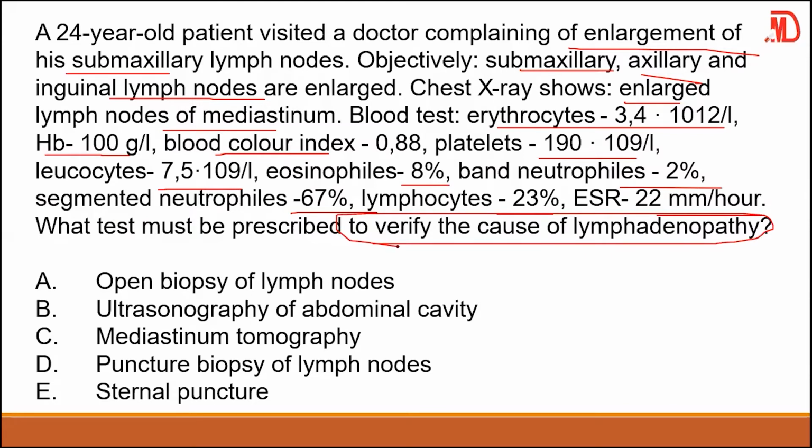Verify what must be prescribed to verify the cause of lymphadenopathy. Lymphadenopathy, or adenopathy, is simply a disease of the lymph nodes in which they are abnormal in size, or inconsistent. Okay. And usually we are thinking of an inflammatory disease, I mean, pathology. So you can be thinking of things that have to do with what? Lymphadenitis, and so on and so forth.